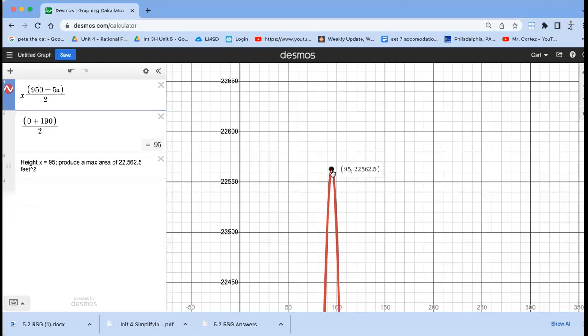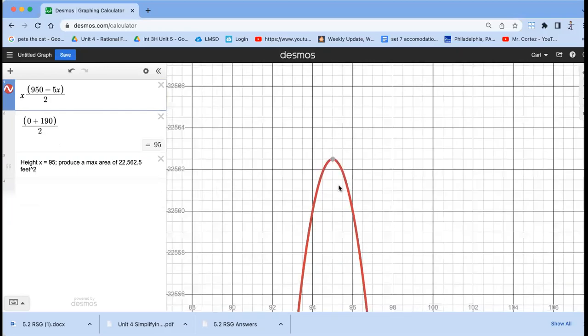So you could have done this again with a quick sketch, but the key idea is that you would have x-intercepts at 0. And I'll do one pair.